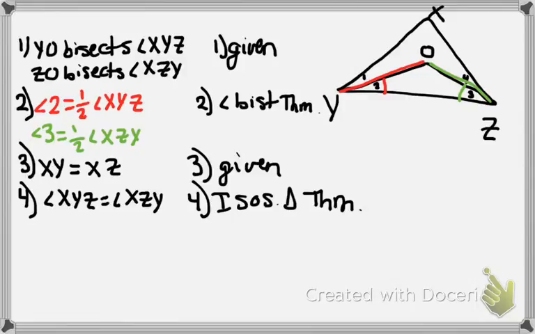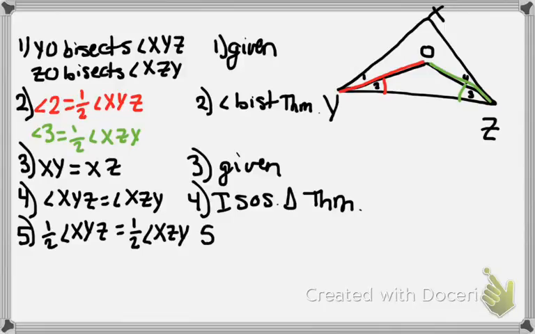There's one slight difference though. In step number 2 they have 1/2. In step number 4 they don't. So I want to get the 1/2 in there. All I'm going to do is multiply each side by 1/2. So I have 1/2 xyz equals 1/2 xzy by multiplication property.